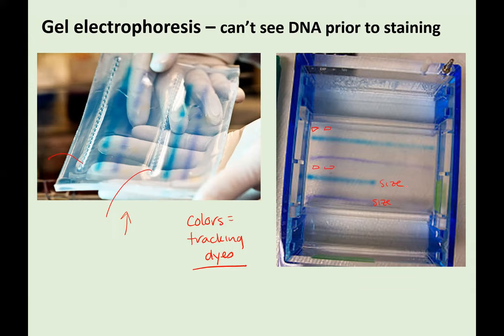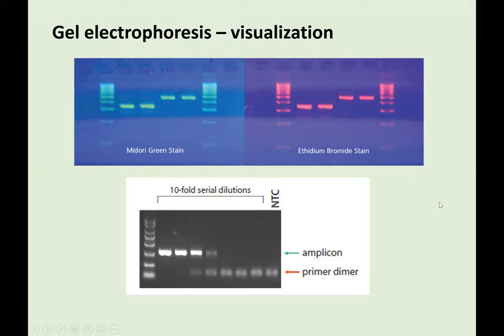And the most common types of staining are, well, in the old days, we used ethidium bromide, which is a carcinogen, so people don't use it very much anymore. Now they use this green stain, which is less toxic. It's supposed to be more sensitive. So you would have some of this stain in your sample, and you would take it over to a UV light and take an image of it.